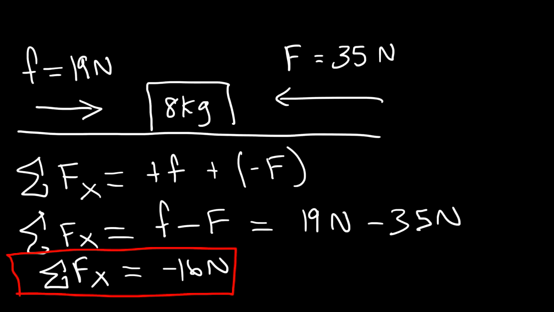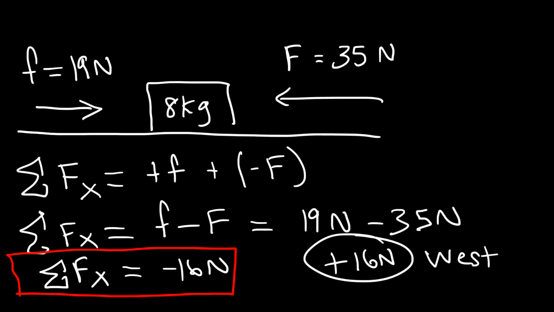If you get a test question that asks you only for the magnitude of the net force, you need to report positive 16 newtons. The magnitude of a vector is always positive. The negative sign tells you the direction, that the net force is due west. So you could say 16 newtons west, so you have the magnitude with direction, or you could just say negative 16 newtons, which will indicate it's going towards the left.